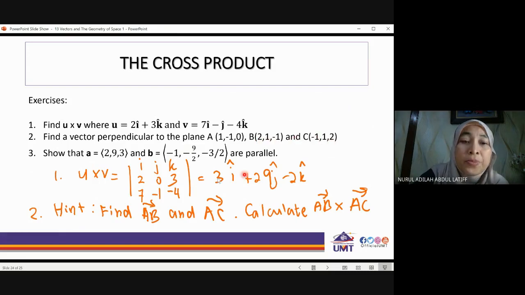So find a vector perpendicular to the plane A(1, -1, 0), B(2, 1, -1), C. Okay, how to find this? Please do it by yourself. If you have any problem, please student, ask me. Okay, you can PM me. I will show you how to do it, provided that you actually try to solve it, but you get stuck somewhere.